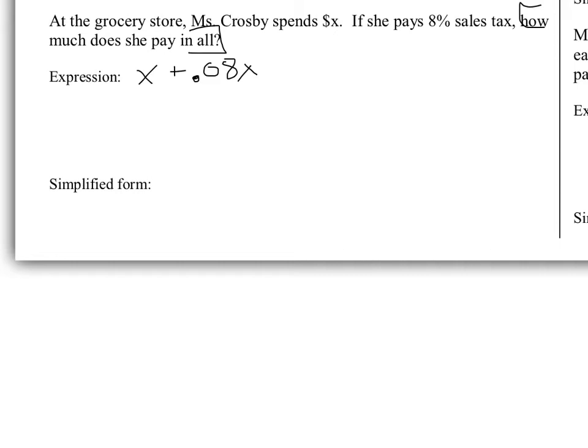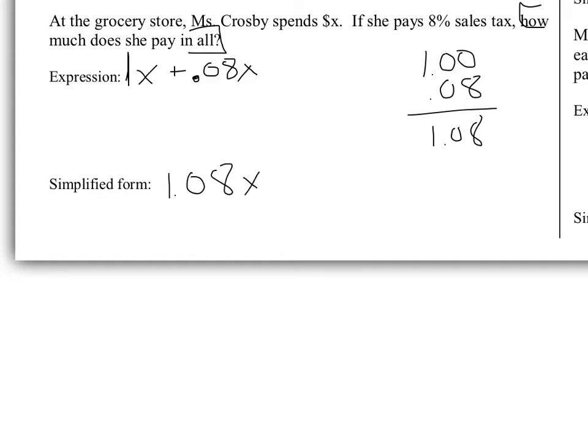Yeah, if I combine my like terms, right? So this has a coefficient of 1 that's hiding there, and this is really easy addition. It's $1 plus 8 cents would be $1.08. So 1.08x. All we did was combine our like terms here. No big deal.